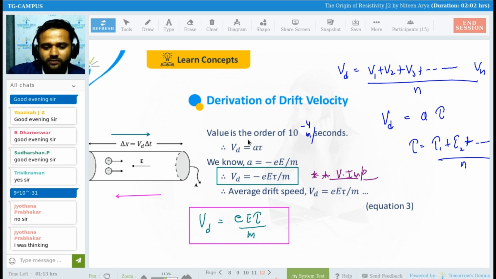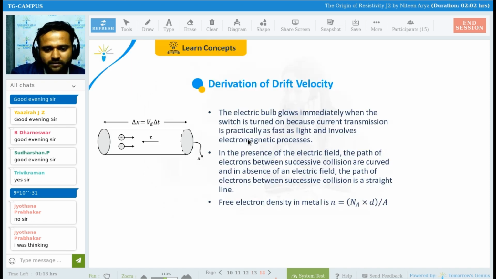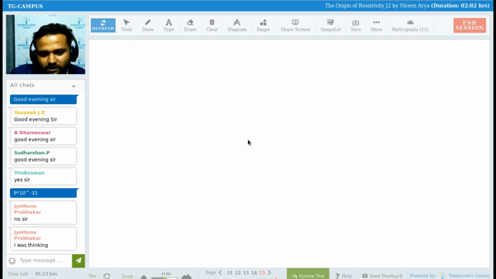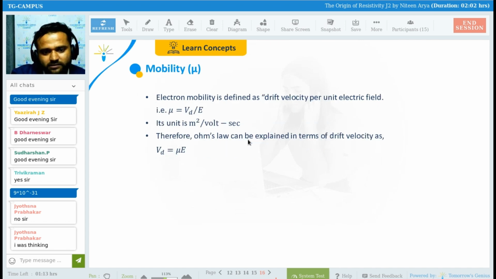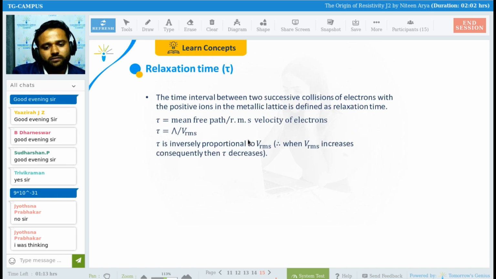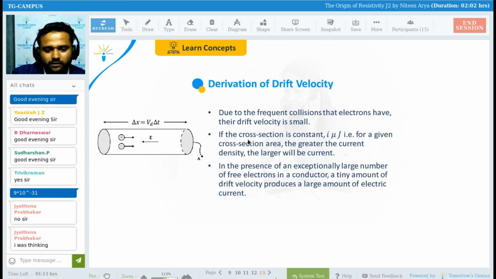Okay, so that is this thing. Moving ahead: derivation of drift velocity with mu and j. Now there is another relation. What is this? I equals nevd, or some relation like this. This is the relation between your drift velocity and mobility. So this is another important relation.